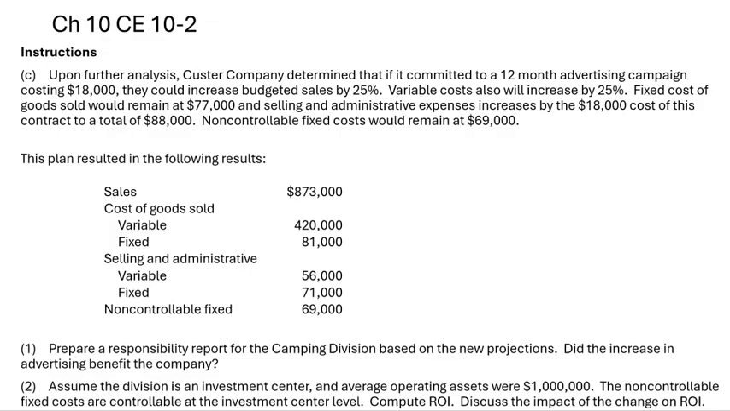So here's what the budget amounts would be if we were to implement this. So we're going to prepare the responsibility report for the camping division based on the new projections. Did the increase in advertising benefit the company? And then again, assume they were an investment center with average operating assets of $1 million. The non-controllable fixed costs are now controllable at the investment center, so we'll subtract that to get a new controllable margin and compute the ROI and what happened with that change.